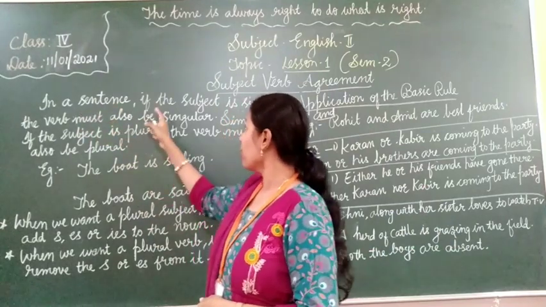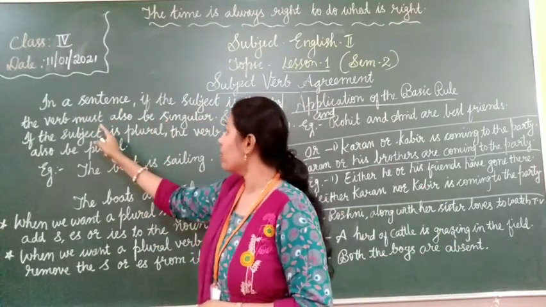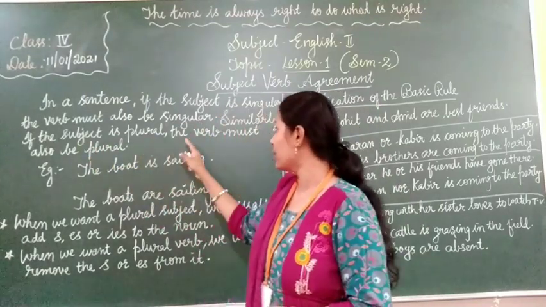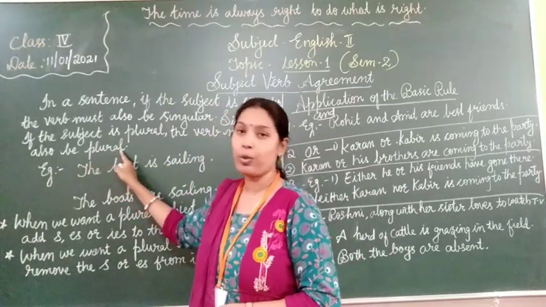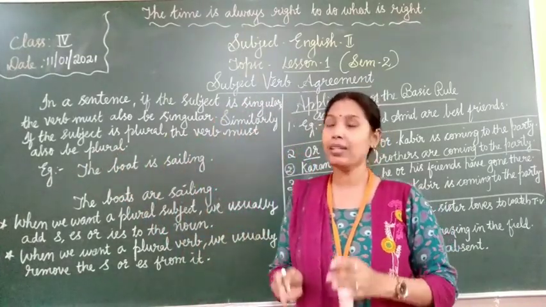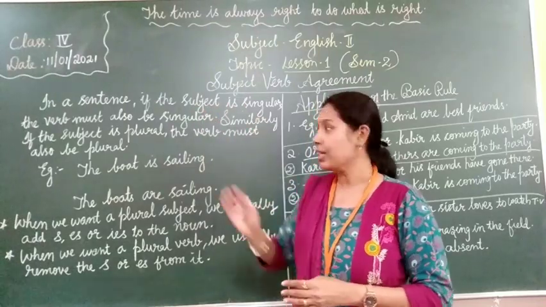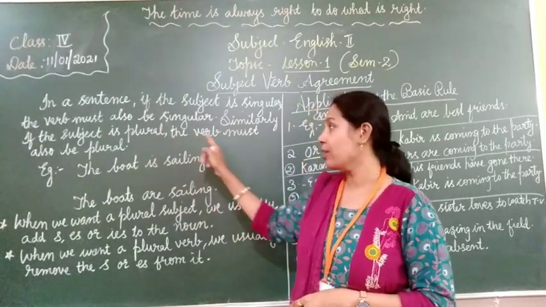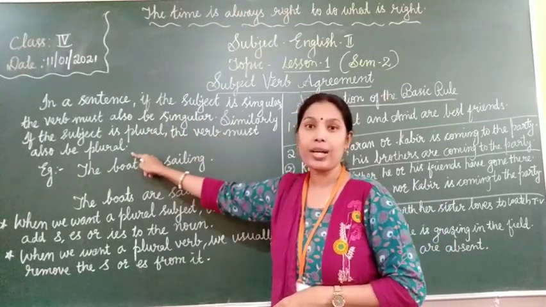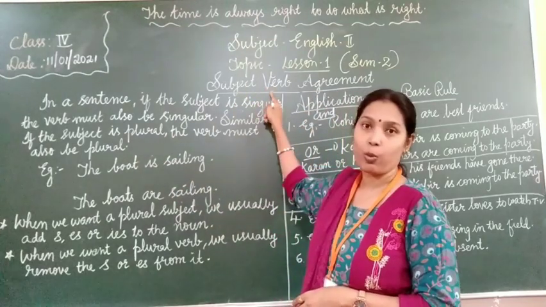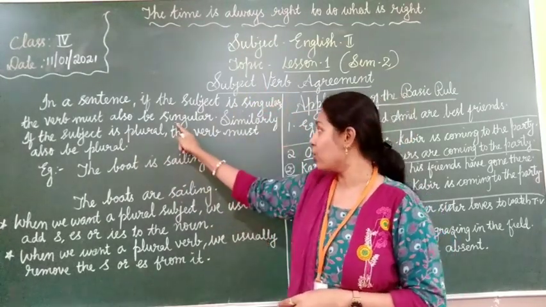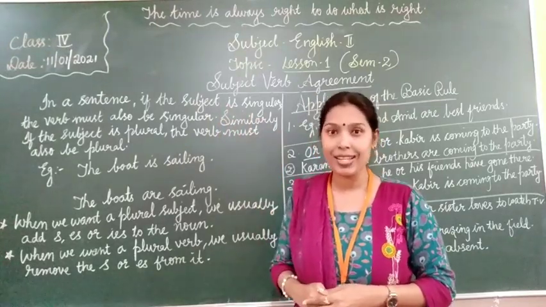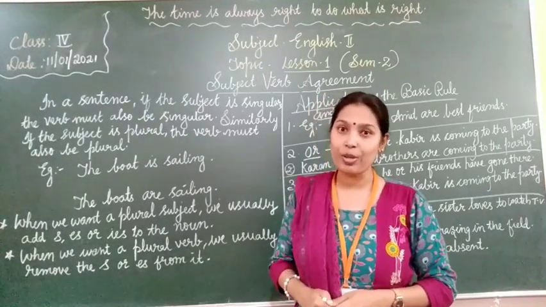In a sentence, if the subject is singular, the verb must also be singular. Similarly, if the subject is plural, then the verb must also be plural. That is the agreement between subject and the verb. If the subject is in singular, the verb should be singular, and if the subject is in plural, the verb must be plural.